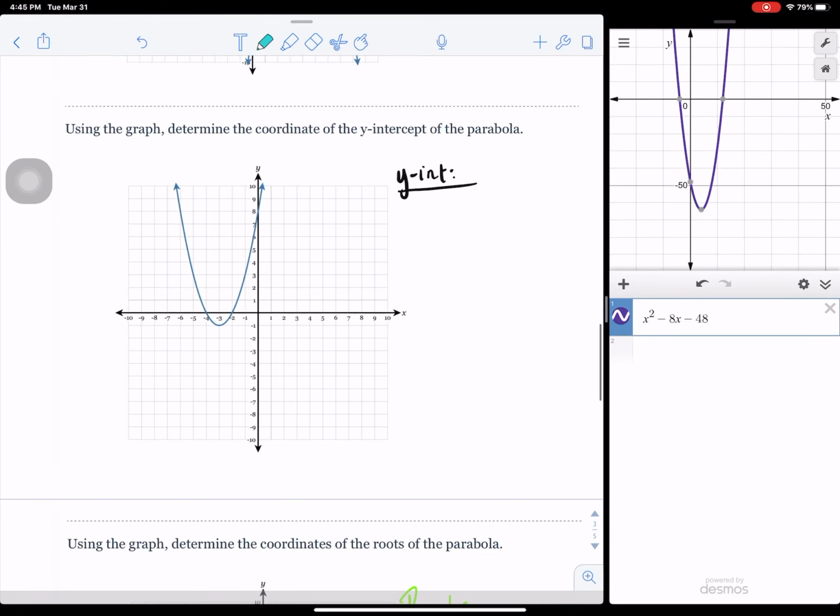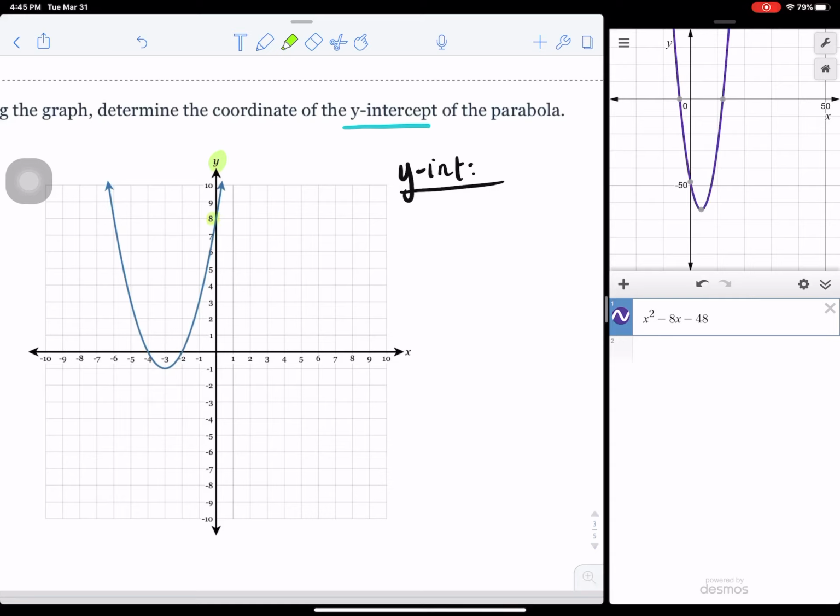My next problem is y-intercept. Well, I'm going to see my y-axis, where it crosses the y-axis, and I noticed it is at 8. So my y-intercept is 0, 8.